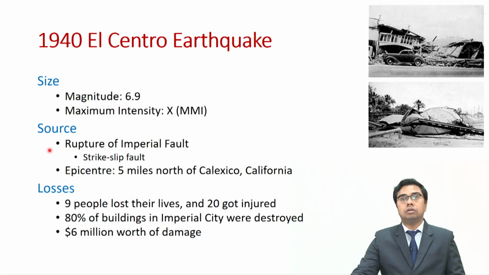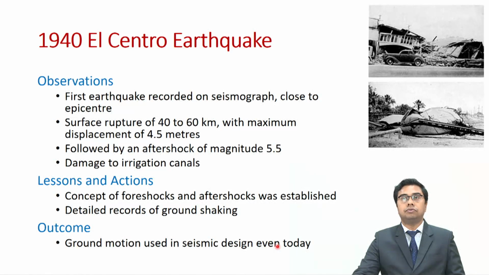This earthquake was also a result of rupture of the Imperial fault, which is again a strike slip fault. The epicenter was located 5 miles north of Calexico in California, and relatively lesser losses were observed during this earthquake in terms of number of lives lost and number of buildings damaged. There are further observations from the earthquake.